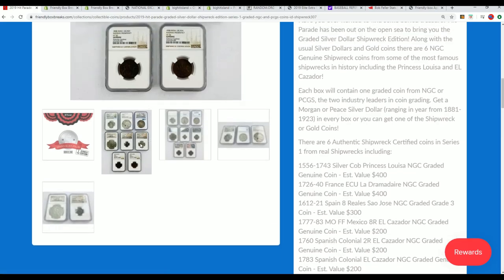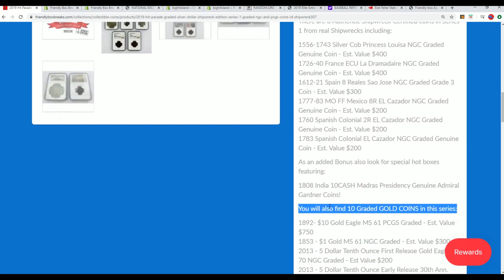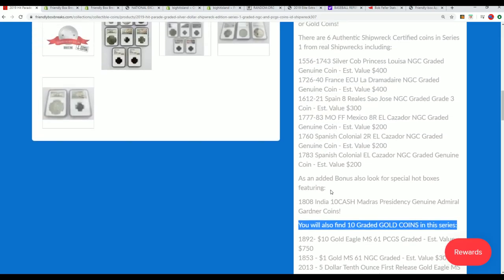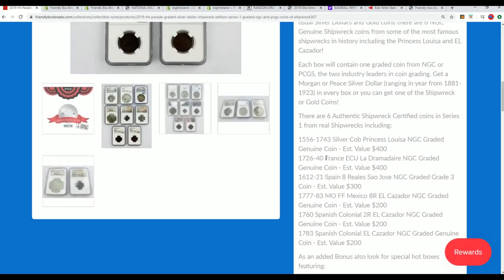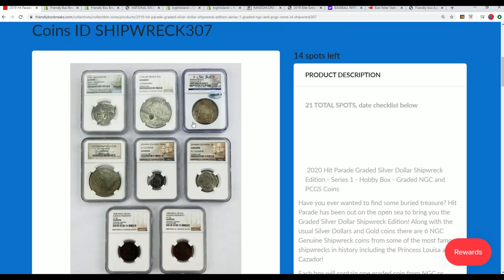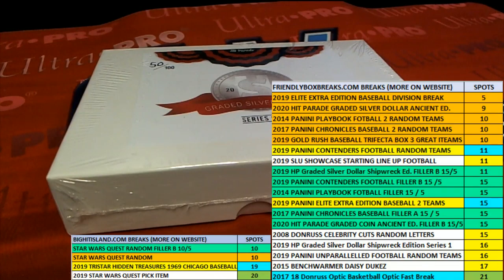And if we don't hit one of those bigger items, we are going to be pulling a silver dollar. That's kind of the odds of this break. That's what this break's all about, is some of these gold coins, Shipwreck coins, and silver dollars. And so, yep, it's going to be fun. It's going to be exciting. Hopefully we can get something that has a lot of value, something really rare coming up out of this thing. It's going to be a fun break.